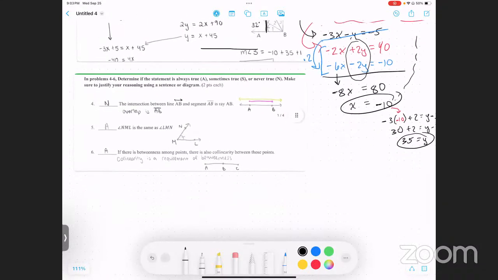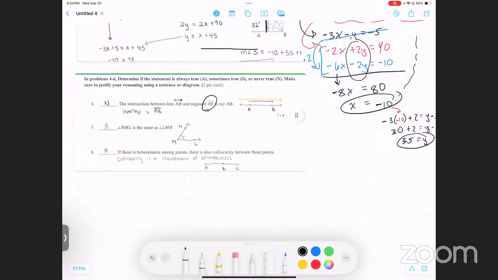In problems 4 through 6, determine if the statement is always, sometimes, or never true. Make sure to justify. So the intersection between line A and segment AB is a ray. The intersection, nope, it is never true because the intersection is just the ray.